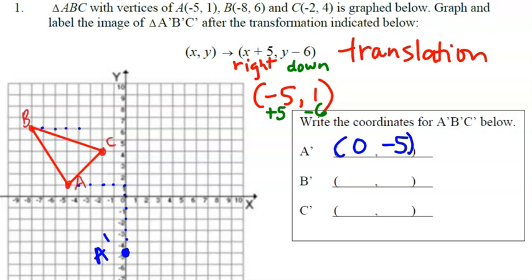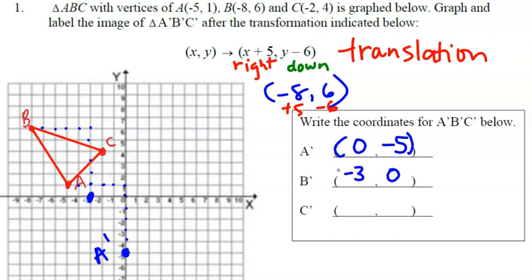1, 2, 3, 4, 5 units right, 1, 2, 3, 4, 5, 6 units down. If we do the math on that, the point was -8, 6. The math was add 5, subtract 6, and it does indeed take us to -3, 0.